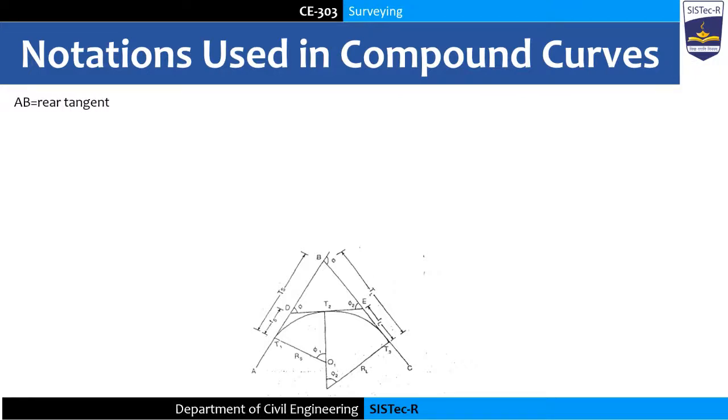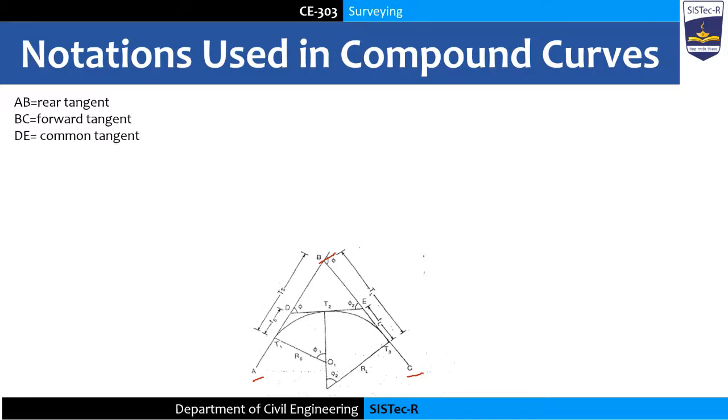So first is the AB, that is the rear tangent. You can see in this diagram that this is AB, here we have A, and here we have B. So this is a rear tangent, similar to the simple circular curve. After that we have BC. BC is the forward tangent. So this is B, there I have marked B, and here it is C. So BC is the forward tangent.